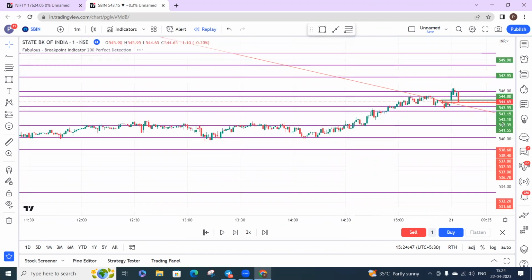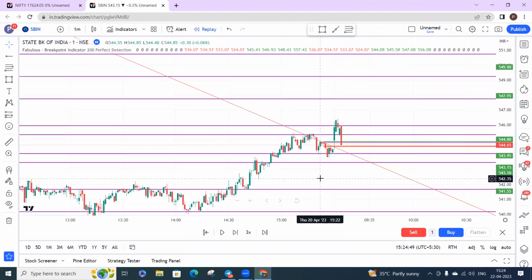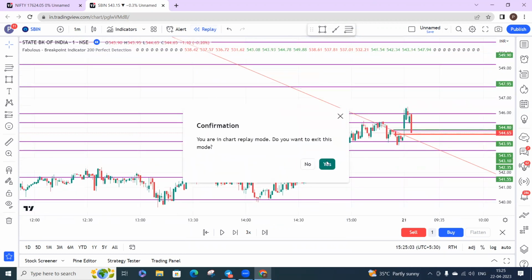Then change this to 1 minute. Okay. When you change it to 1 minute, it will definitely show, see, it's a buy above here. It gave a target within 1 minute, 544 to 546, 546. Not even 2 minutes and you got the target. Let me go back here one more time.